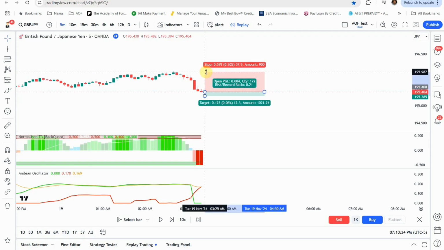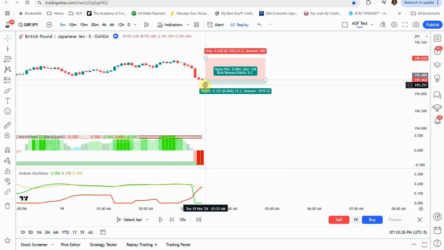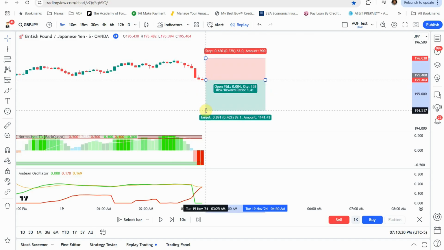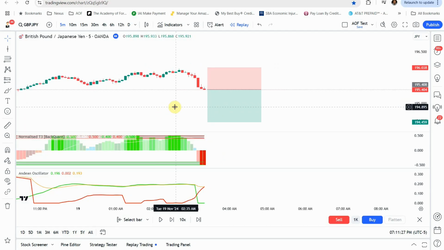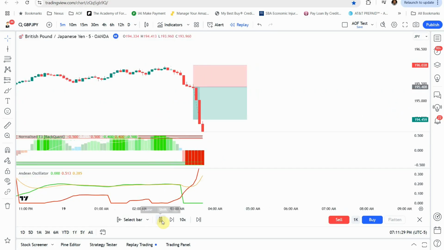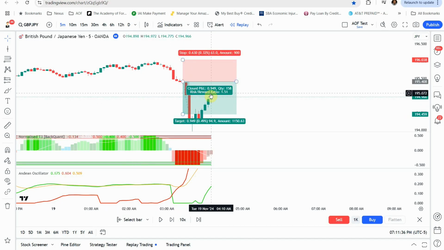We'll put our trade right there. We're going to put our stop just right above this pivot area here, and we're going to target a 1 to 1.5 risk reward right about there. Let's go ahead and play this forward and see how it plays out. You can see within just a couple of bars there, it makes a really nice push to the downside, getting us to our take profit.